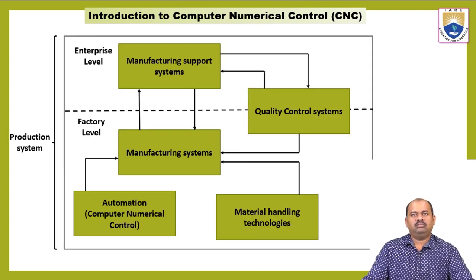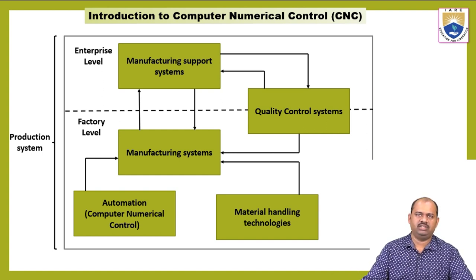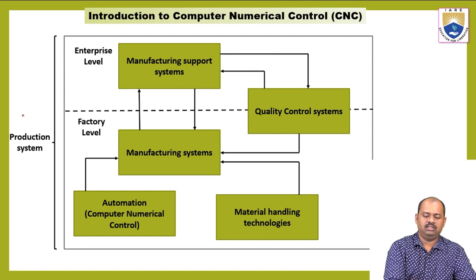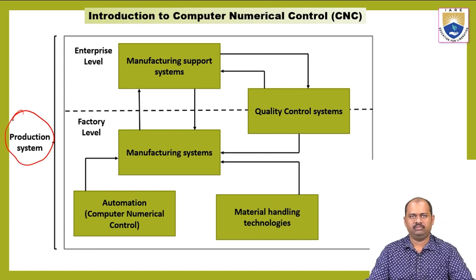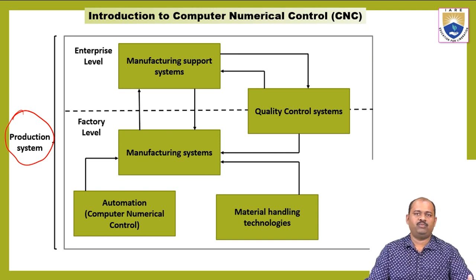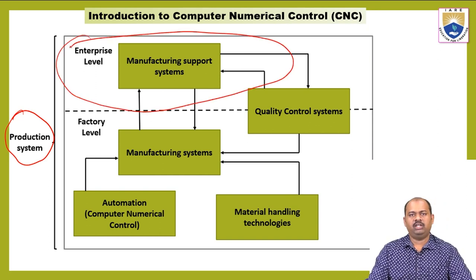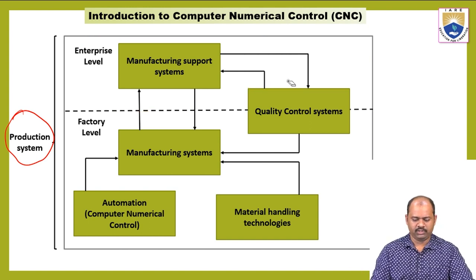So this is the overview of any automated manufacturing system in an industry. There are two levels. You can see on the left side, this entire thing is the production system. This production system contains different levels of manufacturing processes or tasks that should be controlled. The first level is the enterprise level, where the manufacturing support systems will be working. We can rather start this process from the bottom.